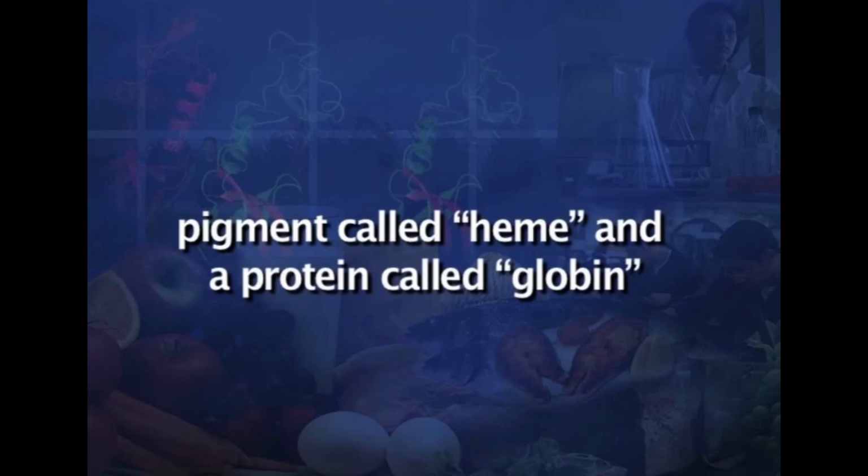Hemoglobin is a combination of a pigment called heme and a protein called globin. Every cell in the human body contains proteins. It is a major part of the skin, muscles, organs and glands. Proteins are also found in all body fluids except bile and urine. The presence of protein in bile or urine indicates a diseased state.